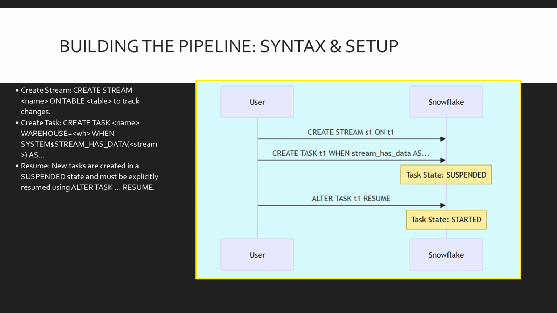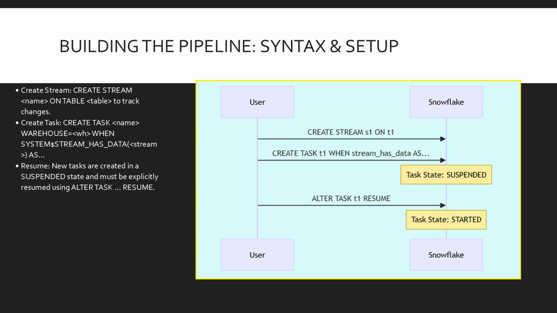This sequence diagram outlines the setup steps. First, the user sends a request to create a stream. Next, the user creates the task with the conditional logic. The note highlights that the task remains suspended at this stage. The final step is the user sending the alter task resume command, which transitions the state to started, allowing the pipeline to begin processing.